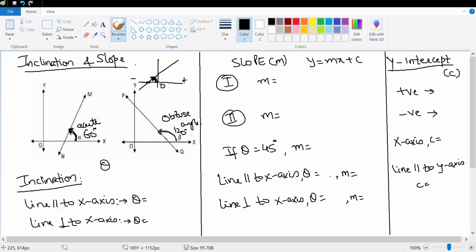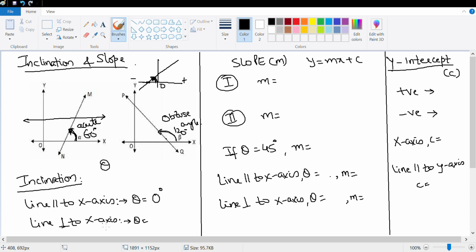So any line which is parallel to x-axis. So let me look at a line which is parallel to x-axis. What angle is it making with the x-axis? Nothing. So in such a case, the angle is always taken to be 0. So any line which is parallel to x-axis, the inclination or angle theta is always 0.